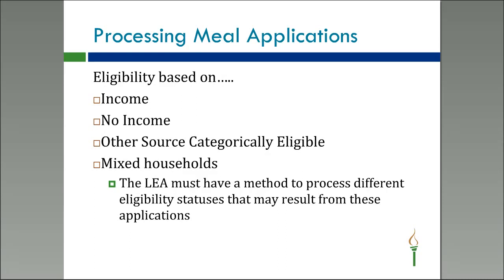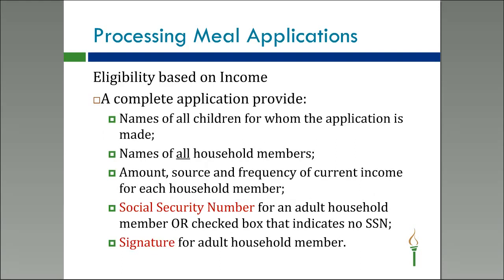The meal application provides information to determine eligibility based on income or no income, categorical eligibility, so assistance programs or other source categorical eligibility, or mixed households, which is a household that includes other source categorically eligible children, and children who are not.